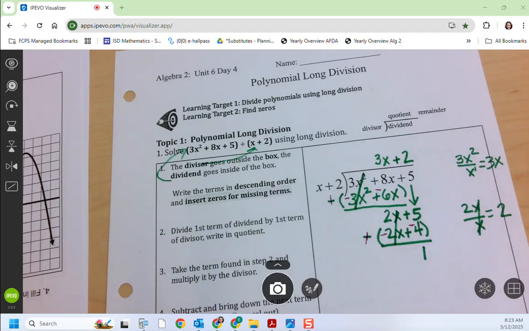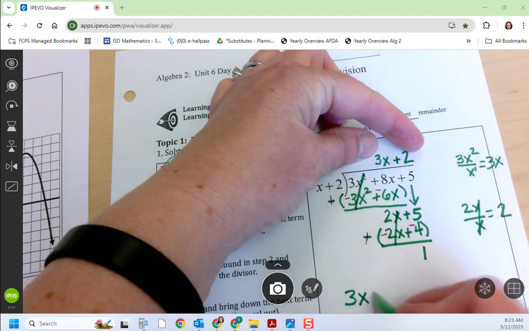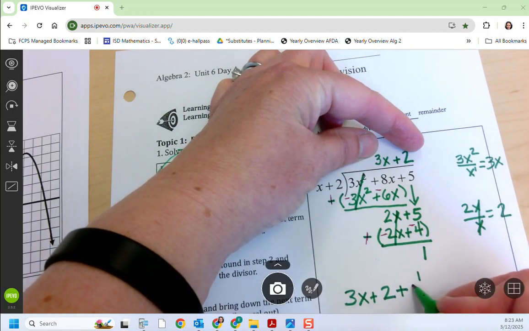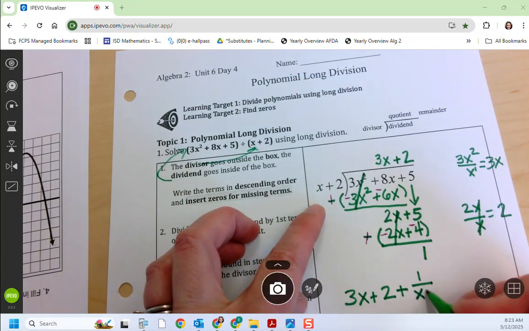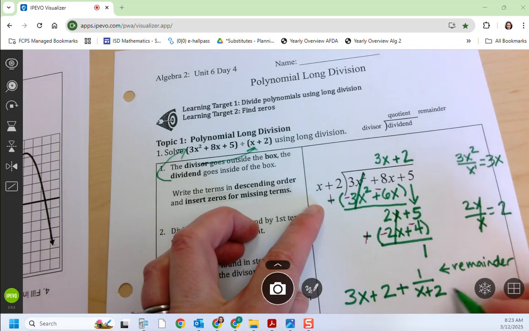Do you have to distribute the minus, or is it just... So you have to distribute it, but you could distribute it in your head, instead of writing it. Okay? All right. So then my answer is going to be 3x plus 2 plus the remainder over the divisor.